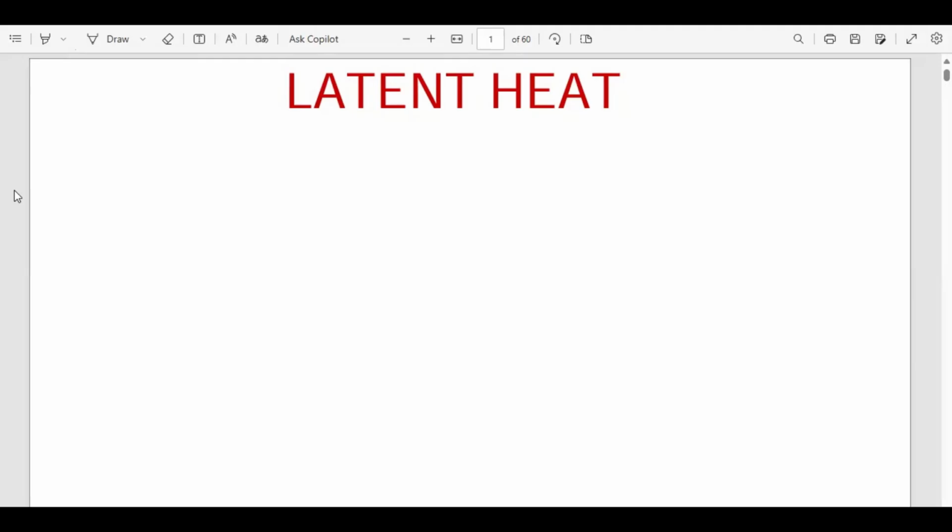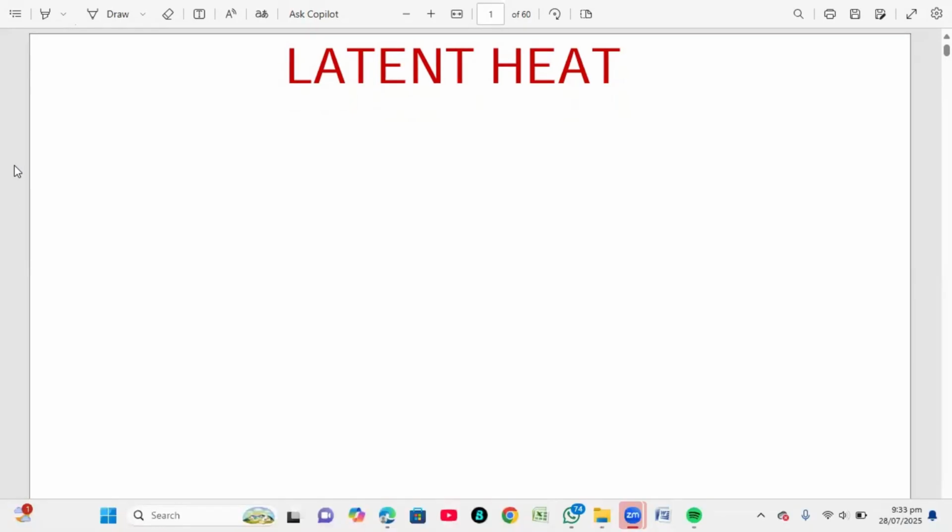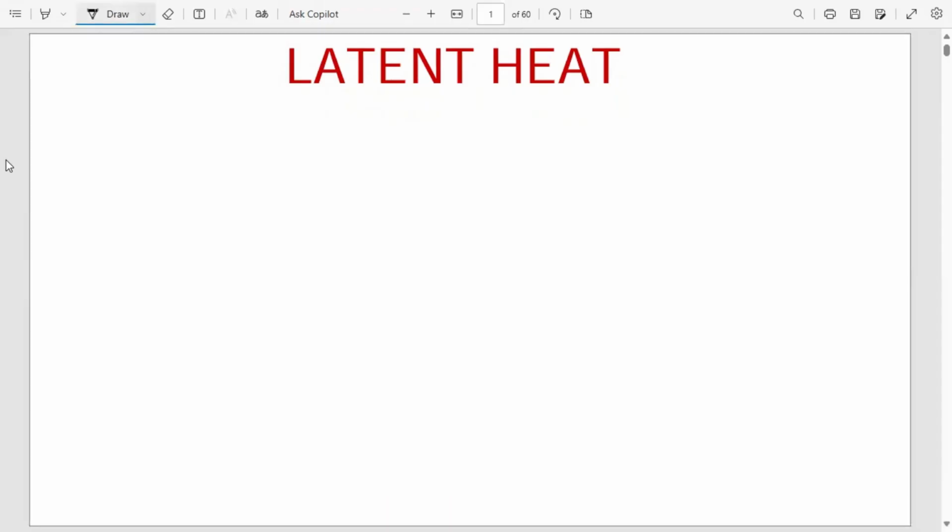All right, so welcome to today's class, and we'll be looking at this concept that I've written on my screen here, which is latent heat. So it's a continuation on thermophysics.